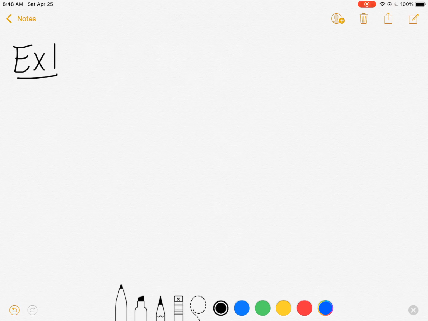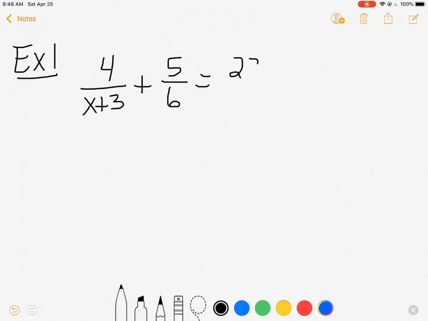Example 1 wants us to solve 4 over x plus 3 plus 5 over 6 equals 23 over 18. Earlier in the unit, we combined rational functions, and we could do that here, cross multiply and solve, but I think the easiest thing to do is to get your least common denominator and clear the fractions. So when we look at our least common denominator for this one, 6 and 18, there will be an 18, and then that denominator of x plus 3.